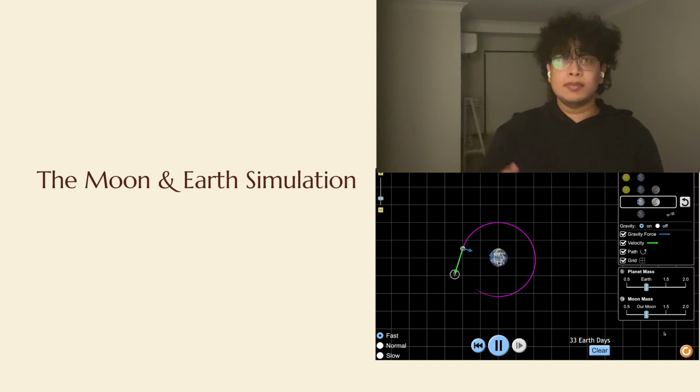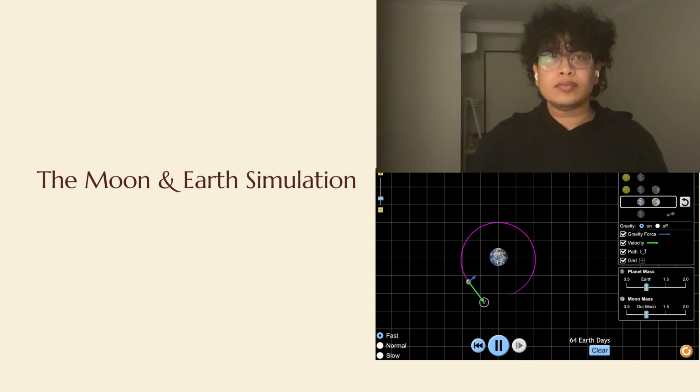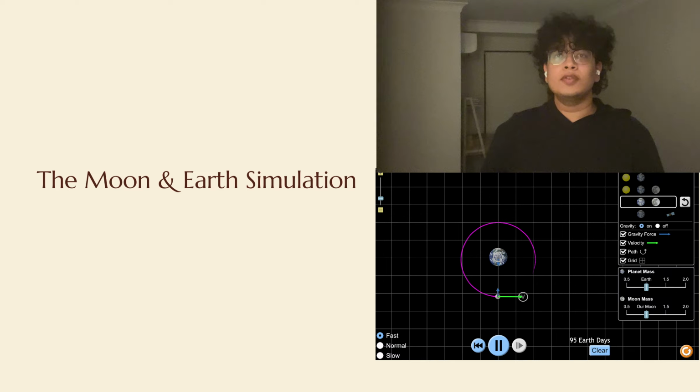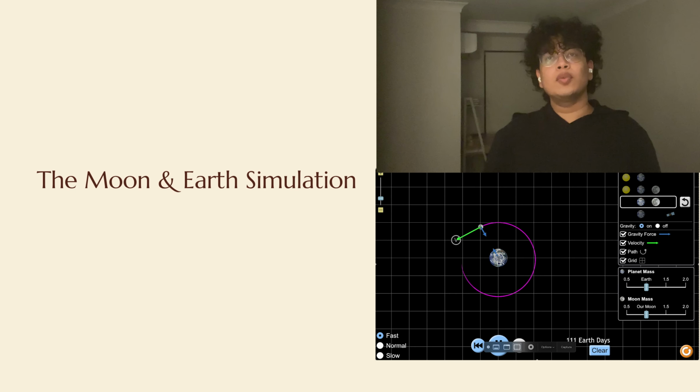Okay, in a two-body system, both objects orbit a shared center of mass, which is known as the barycenter. In the case of the Earth and the Moon, it is 4,700 kilometers away from the Earth's surface. This offset makes the Earth wobble a little bit.